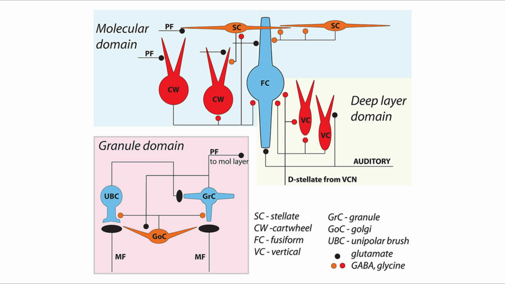So the pink box you can see is the granule domain. And the granule cells, or the GRC, as you can see, the little star, these are the small excitatory or glutamatergic neurons that lie in the granule cell layer. And their axons ascend into the molecular layer, where they run longitudinally as parallel fibers, and they provide excitatory input to other DCN neurons. The parallel fibers are labeled as PF on the illustration.